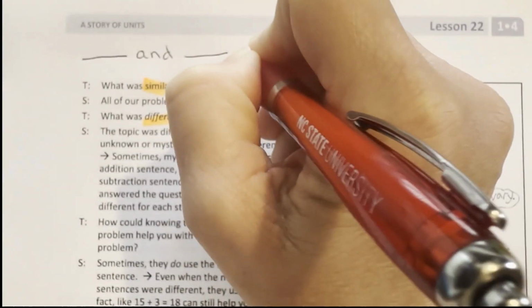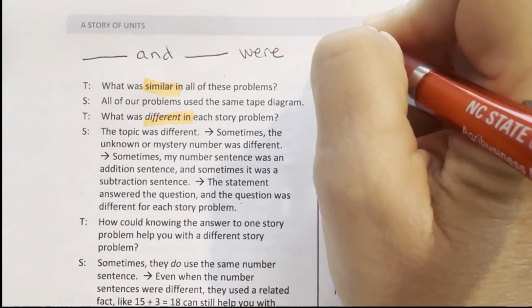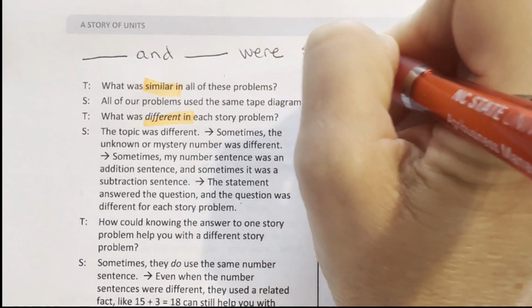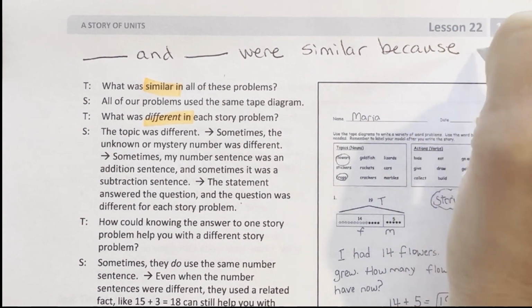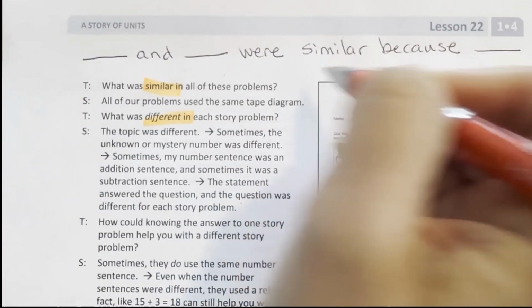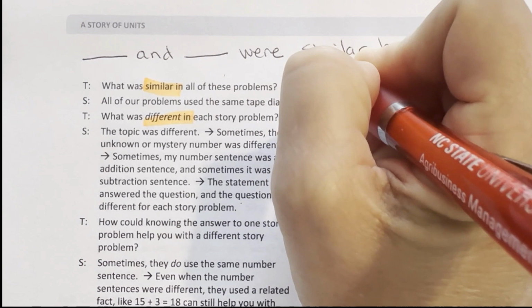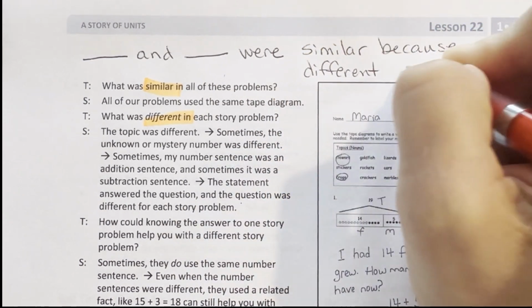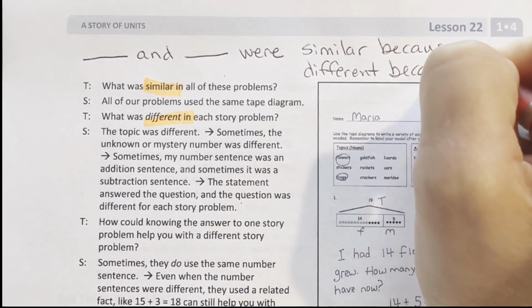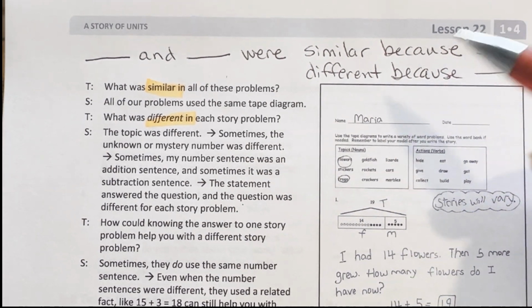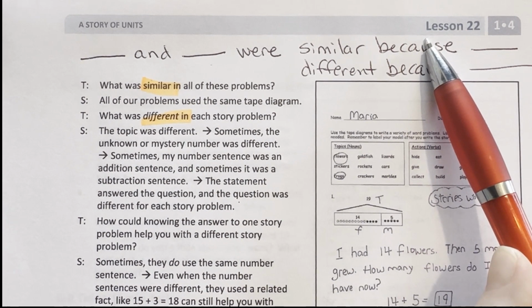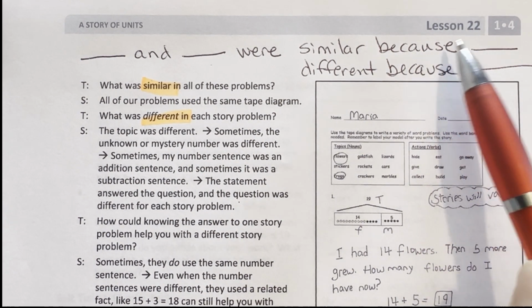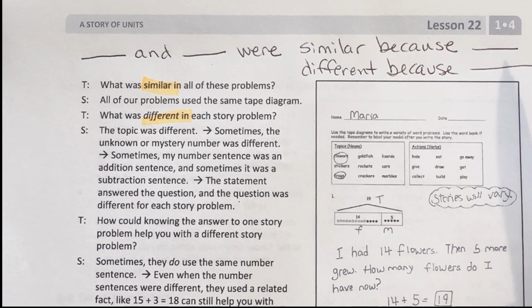Blank and blank were similar because, or blank and blank were different because. And again, first teacher model: Problem 1 and problem 2 were similar because both were adding more nouns.